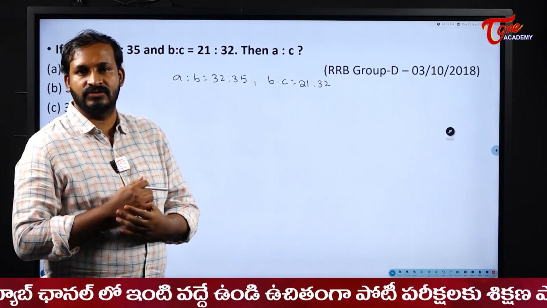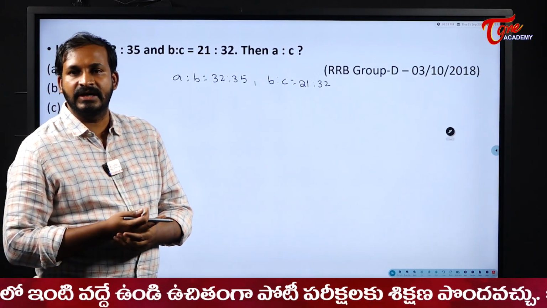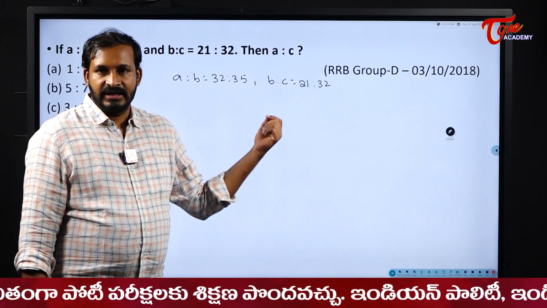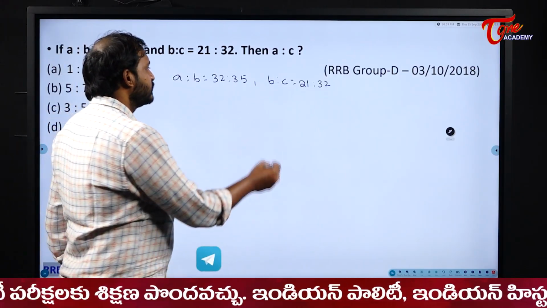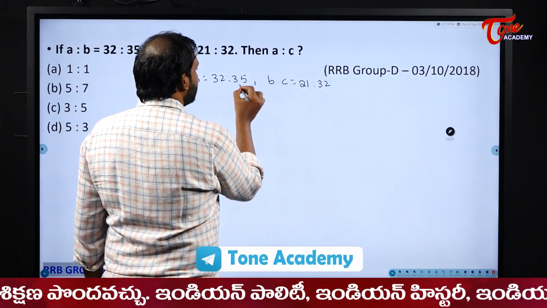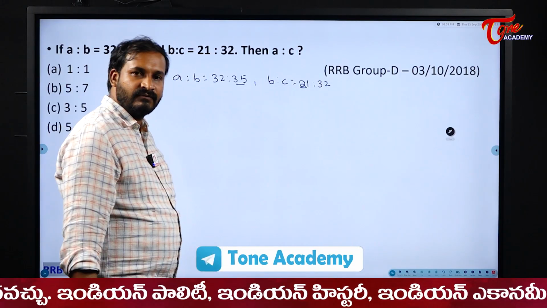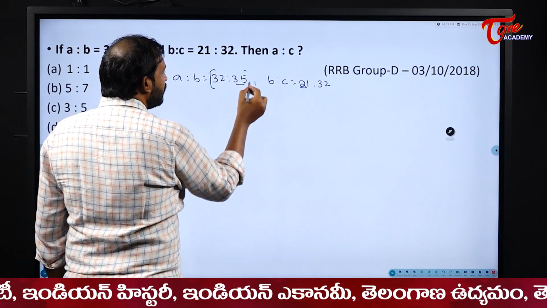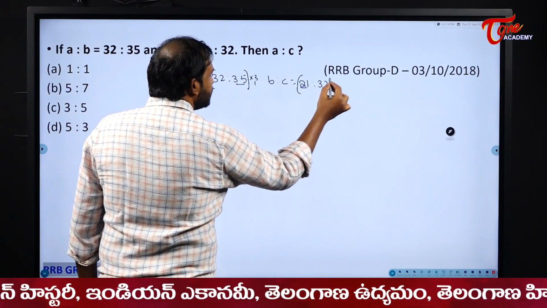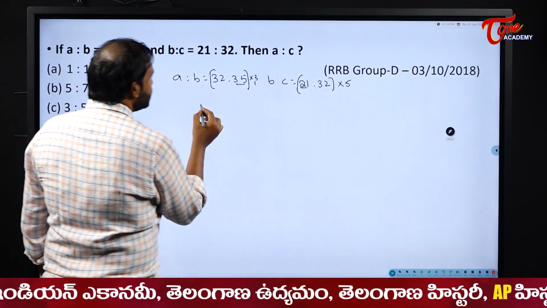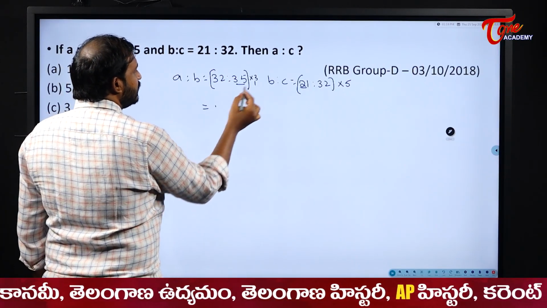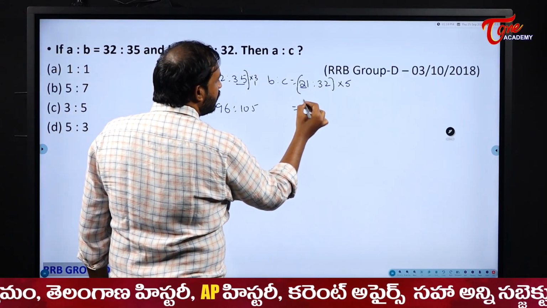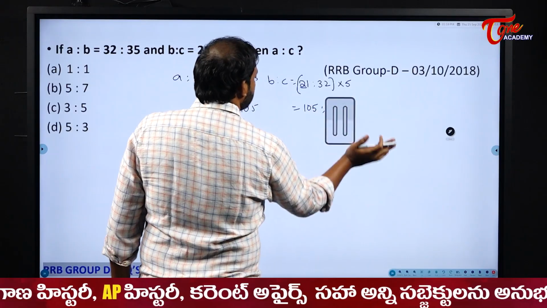How can I equalize these two, students? What is the LCM of 35 and 21? 35 2s is 70, no. It is 105. So the LCM is 105. That means I will multiply the first ratio by 3, and the second ratio by 5. Then the first ratio becomes 96 is to 105, and the second becomes 105 is to 32 5s.